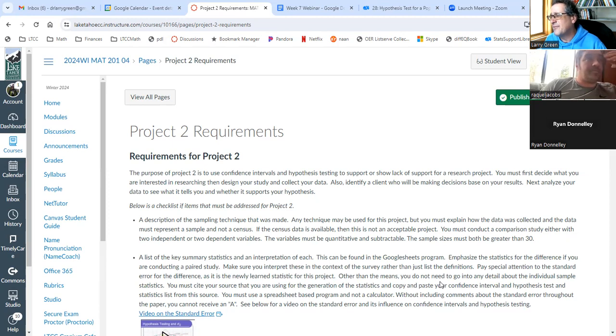Okay, but it's very different in terms of what you're focusing on. For the last project, you were focusing on the statistics: the standard deviation, the mean, the median, the quartiles. You were focusing on the bar graph, the stem and leaf diagram, the box plot, the histogram. Remember all that stuff? This is not what you're focusing on. You're focusing on the confidence interval and the hypothesis test. Got it? Focus on that.